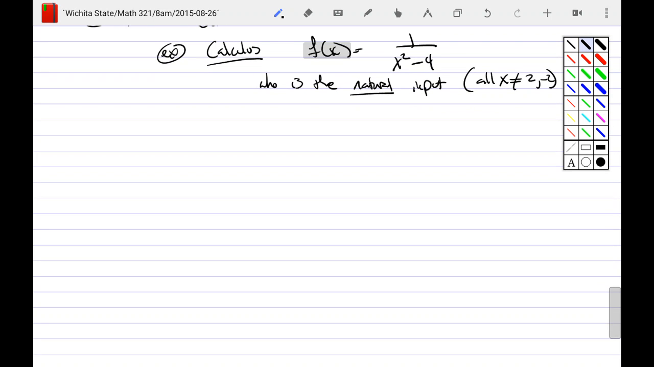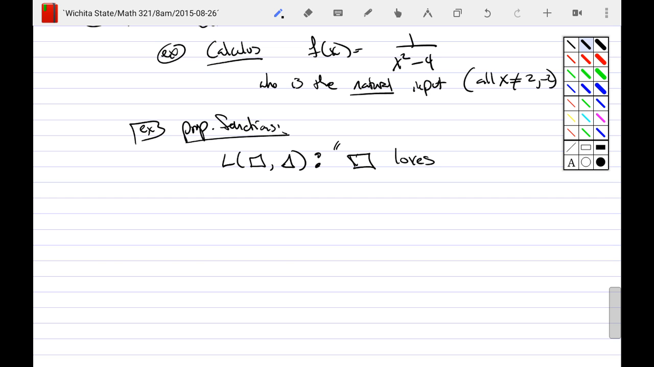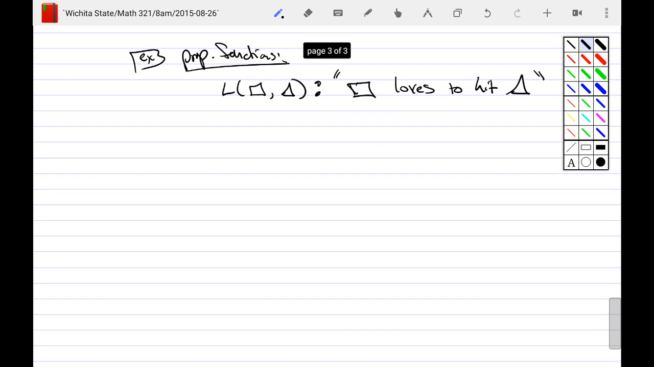So if we do propositional functions, let's go back to L of square, triangle, which denotes the square loves to hit triangle. What do you believe the natural domains are? Like, for example, what should go into square? Well, you look at the predicate. What's the predicate? Loving to hit something, right? So what would be natural?